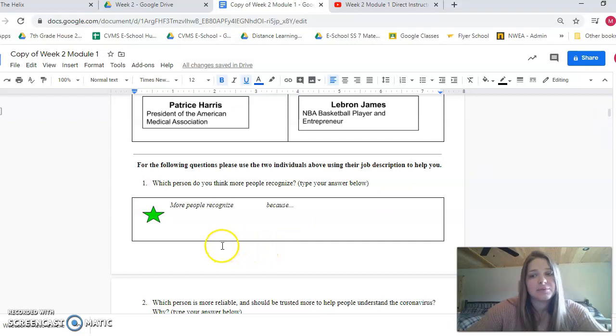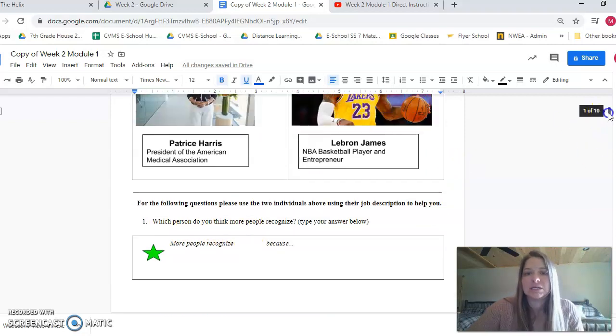And I want to point this out because going through and grading our modules last week, some of us were missing this, but when you see the green star, that means that you need to type something into the box. So in this situation, which is the first question of your do now, which person do you think more people recognize between Patrice Harris and LeBron James, right?